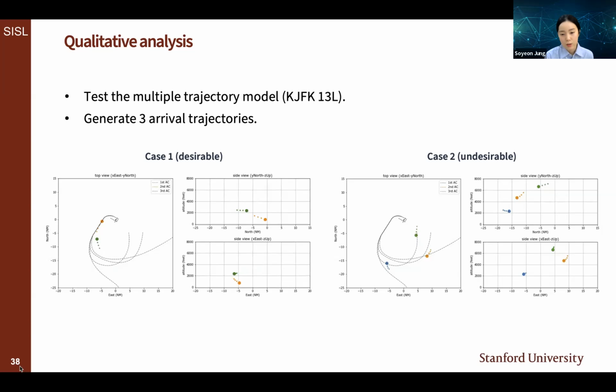However, in case 2, the orange and green aircraft do not satisfy the horizontal separation criteria. This undesirable scenario may have been caused by the intersecting procedures of the 2 aircraft.